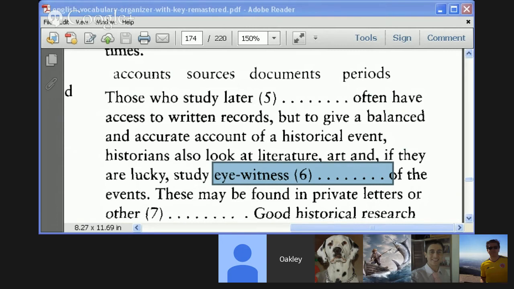A second-hand account means I didn't see it, but my cousin did, and he told me about it. My cousin's friend saw it and told my cousin and then told me. I heard it third hand. Okay? Eyewitness first. After that, we say second-hand account, then third hand. He saw it, he witnessed it. He heard about it third hand. To witness something is to see it. So if you didn't witness it, you didn't see it.